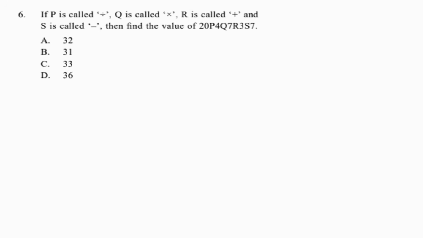Next, question number 6 is again from a different topic called mathematical operations, which is a combination of nothing but BODMAS and coding-decoding. Over here, we just have to decode the symbols. 20, P is division, so divided by 4, Q is multiplied by 7, R is added to 3, and S is subtraction, so 7. Now just use BODMAS.